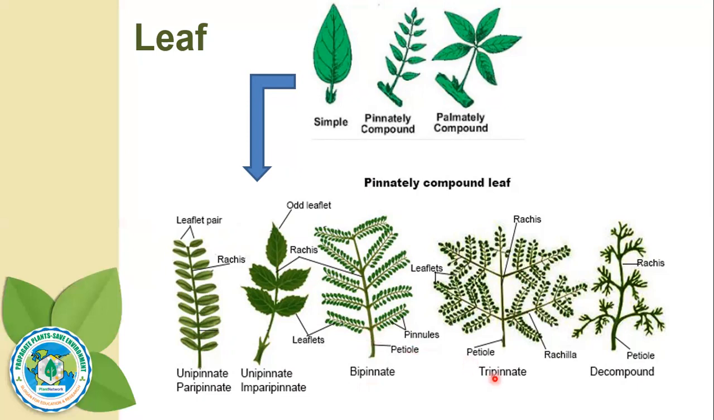This is a tripinnate. Tripinnate means the main rachis or the main petiole is further divided into other rachillae. These rachillae are further divided into leaflets. These leaflets are small and are known as the pinnules. This is the decompound leaf. This is the petiole. This is the main rachis. The main rachis is further divided into sub-rachises, and these are further divided into leaves.